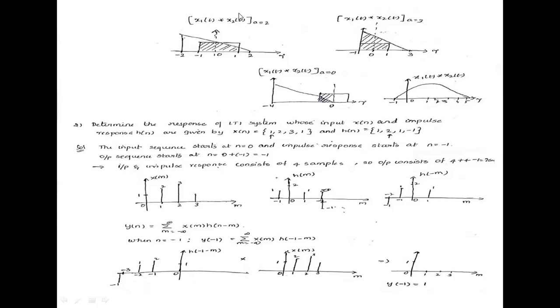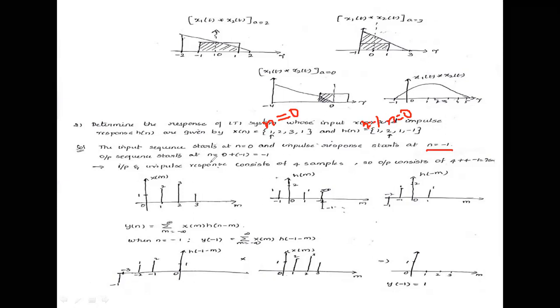Without an arrow mark also, the starting value is n equal to 0. Here n is equal to 0, and this one is n equal to minus 1, and then 1, 2. So the input sequence starts at n equal to 0 and the impulse response starts at n equal to minus 1. The output sequence starts at n equal to 0 plus minus 1.